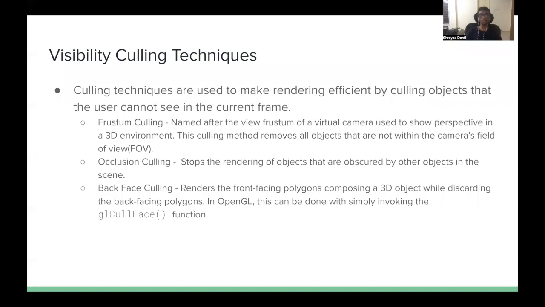Now, our final technique would be visibility culling techniques. This is a category of techniques which are used to make rendering efficient by culling objects that a user cannot see in the current frame.